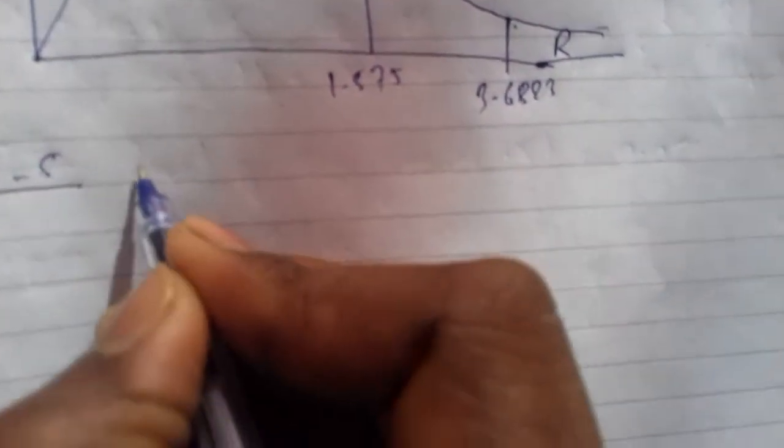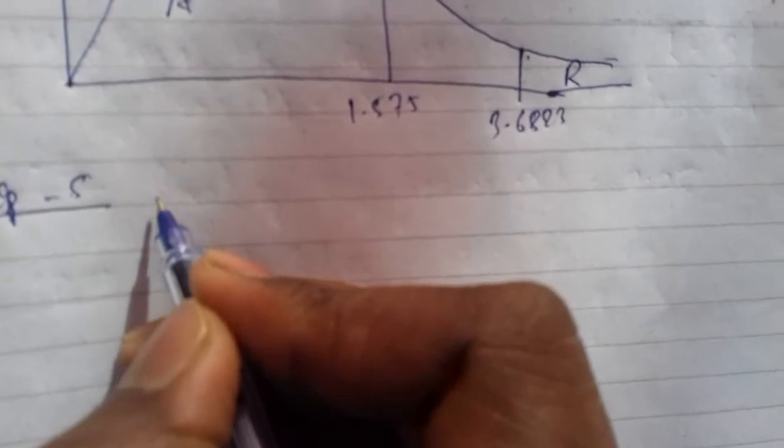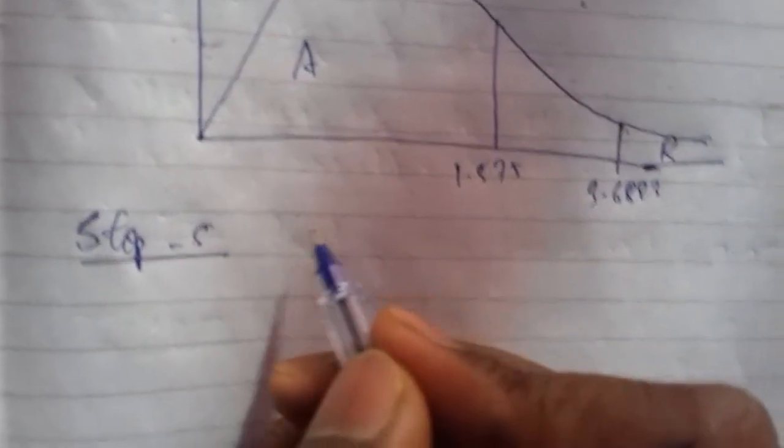That is, we come to step 5. This is the conclusion, that is, in this step we have the decision.